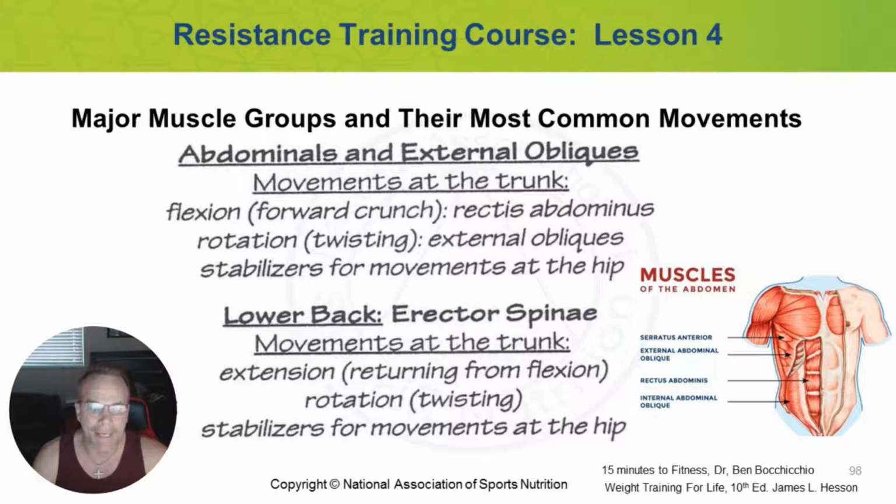Your lower back. Your low back muscles. Those muscles are known as the erector spinae. All right. And they extend your back. And they're like the reverse of a crunch. And they also stabilize movements at the hip. So we've got ab muscles for crunches, and then for hyperextensions or for extensions of the trunk, you've got the erector spinae.